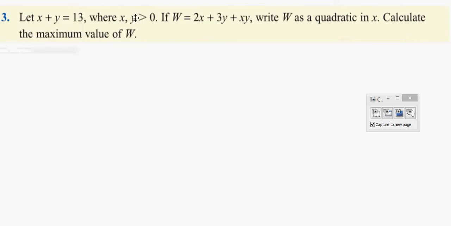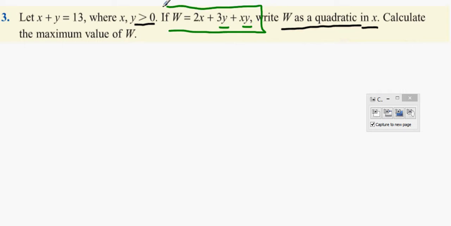Okay, so this is exercise 15.6 on differentiation, and we're going to start with this question. Now x plus y equals 13, where x and y are positive numbers, they're bigger than 0. If w equals 2x plus 3y plus x multiplied by y, write w as a quadratic in x. Writing w as a quadratic in x means that you want to get rid of the y's in this equation.